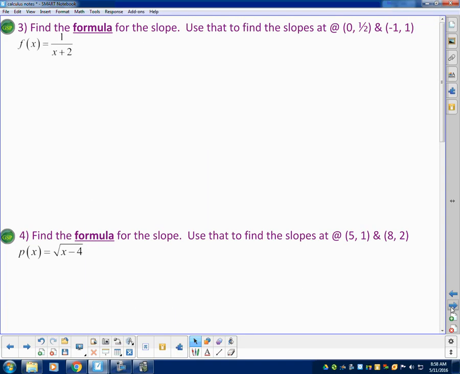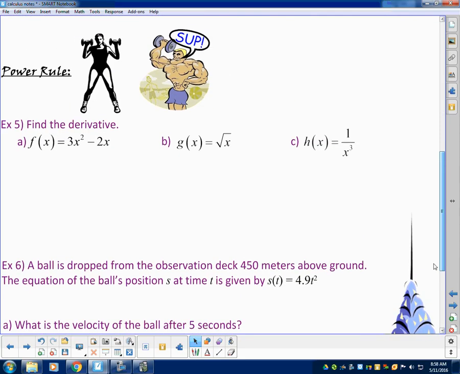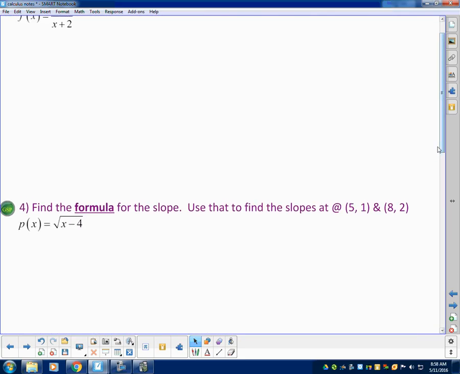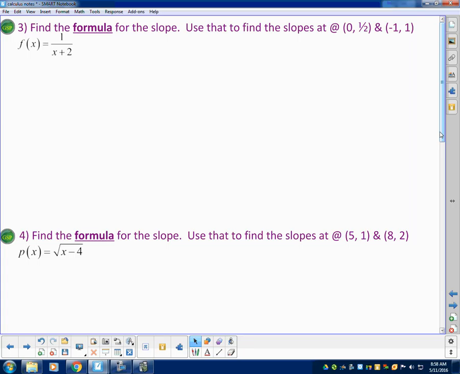All right. Let's do a couple more calculations here. We're going to save the power rule for next year.